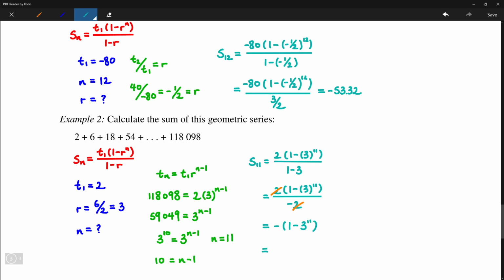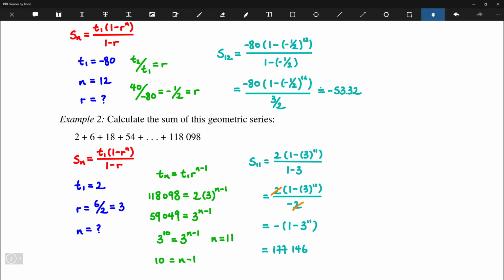And that will give us, see here, 177,146. Oh, that should have a dot above the equal sign in the previous example because we approximated, sorry, we rounded.